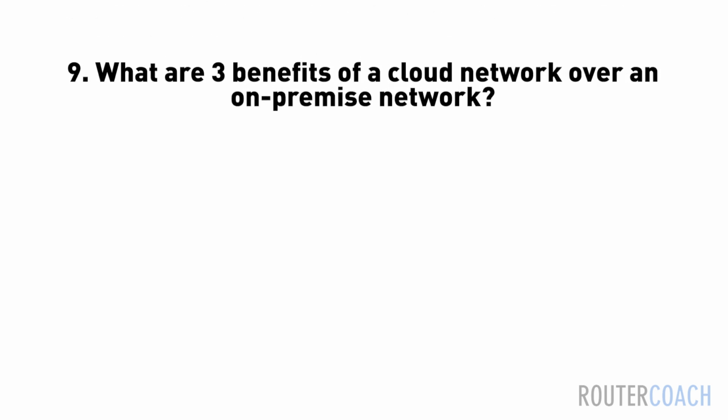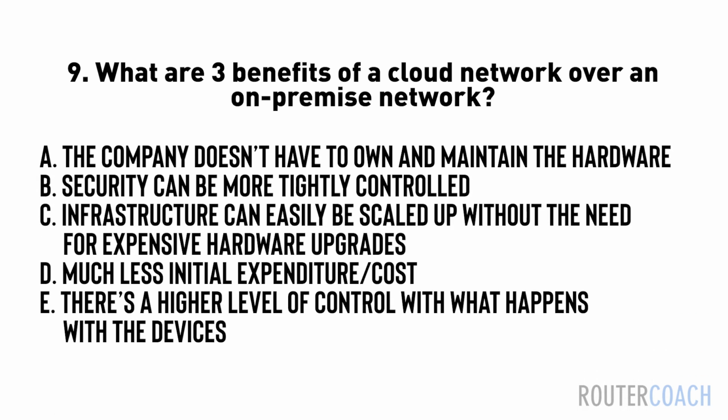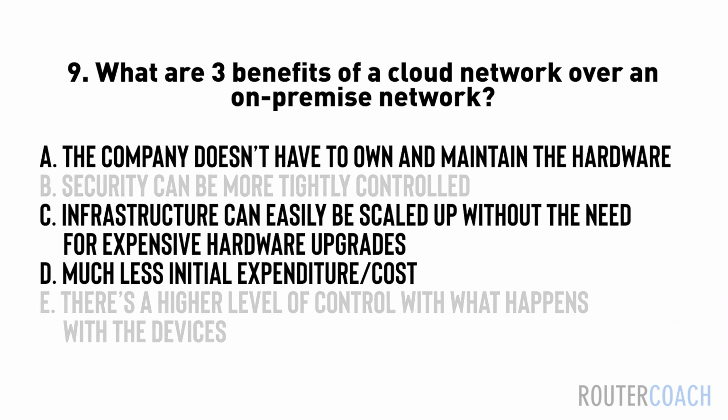9. What are 3 benefits of a cloud network over an on-premise network? A. The company doesn't have to own and maintain the hardware. B. Security can be more tightly controlled. C. Infrastructure can easily be scaled up without the need for expensive hardware upgrades. D. Much less initial expenditure/cost. E. There's a higher level of control with what happens with the devices. The answer is A, C, and D.